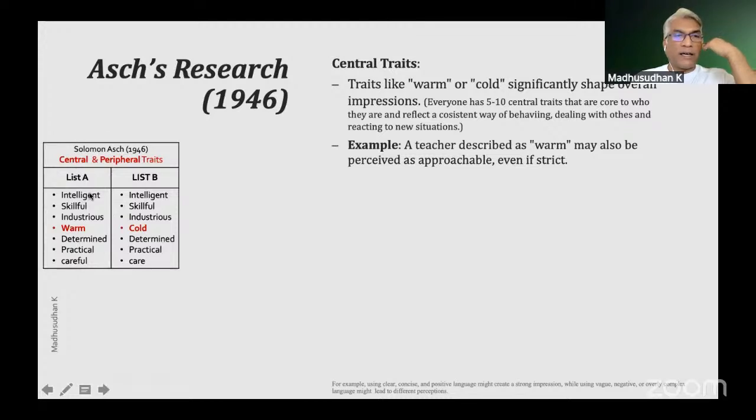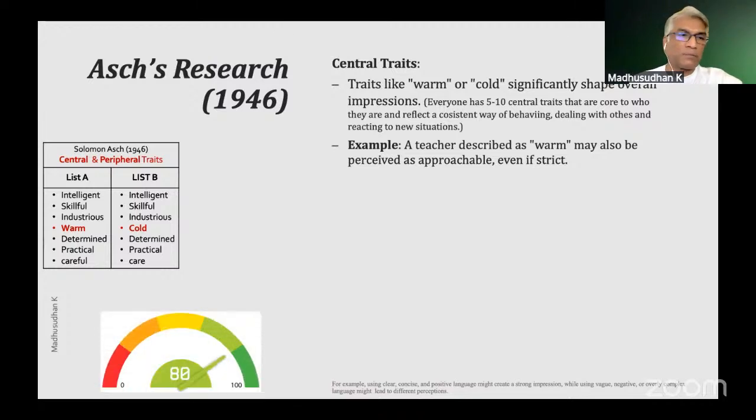So list A has 7 traits. List B also has 7 traits, where only one word was changed. That is the central trait, warm and cold. Whenever it was shown to the participants, they were asked to select one list. Most of the people selected warm, list A, because warm gave more appeal and closeness compared to cold. Cold means immediately it says the person may not be approachable.